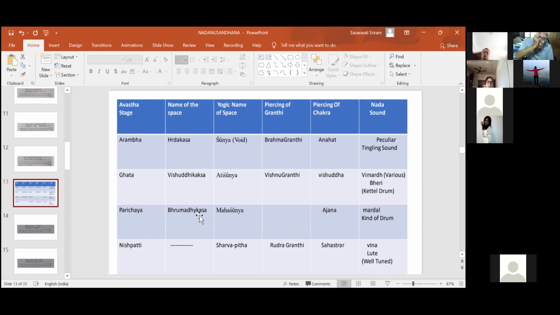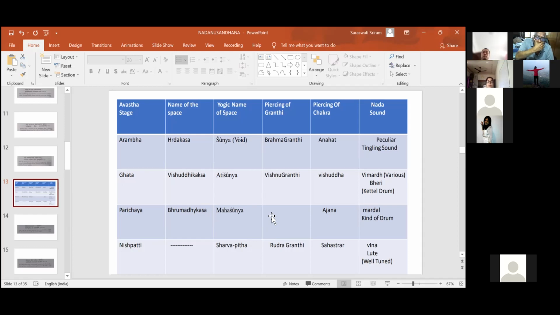Bhru Madhya means in between the eyebrows and behind, on the back of your head. The space is in between the eyebrows, and the yogic name for that is Mahashunya. This particular space is called Mahashunya. It is more important that you remember this yogic name. Okay, Mahashunya. And in this case, there is no granthi at all.